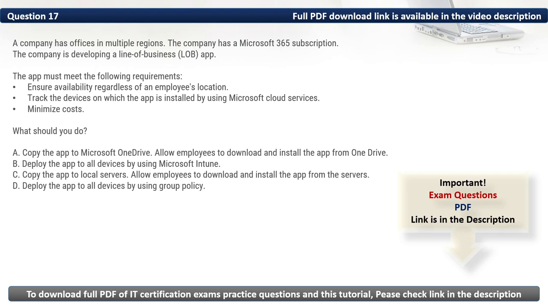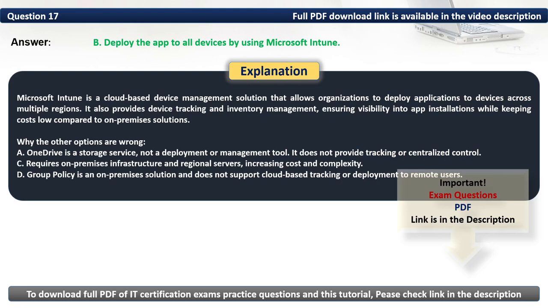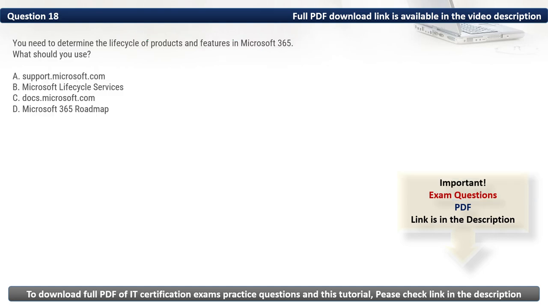As such, we should deploy the app to all devices by using Microsoft Intune. Thus, the correct option is B. Microsoft Intune is a cloud based device management solution that allows organizations to deploy applications to devices across multiple regions. It also provides device tracking and inventory management, ensuring visibility into app installations while keeping costs low compared to on premises solutions.